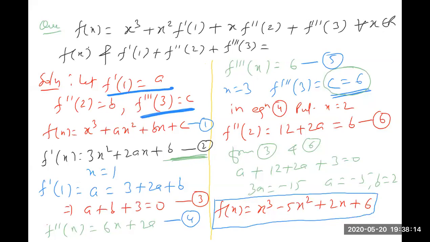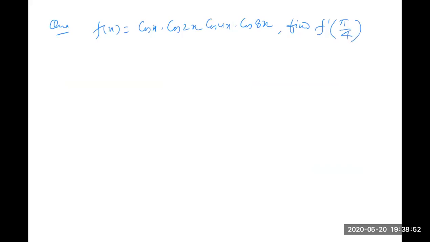Okay, take the next problem. Next, if f(x) is equal to cos x, cos 2x, cos 4x, cos 8x, then find f dash pi by 4. This will be how much? Find f dash pi by 4.